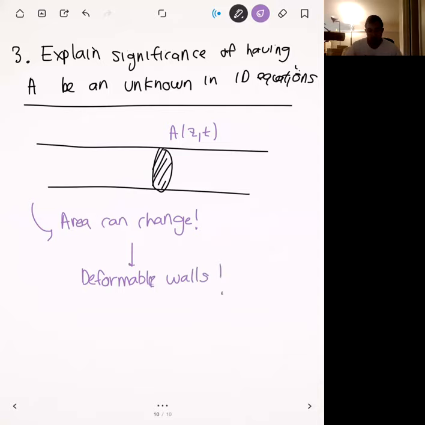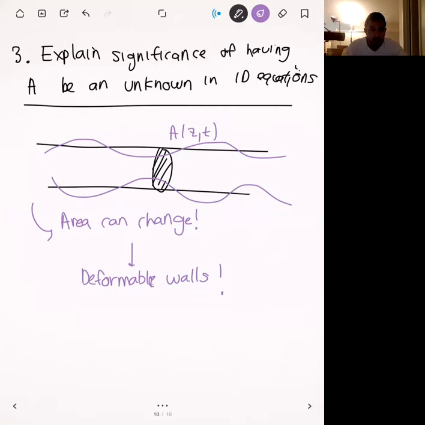And so since our walls are deforming, it might look something like this, and that's of course going to change the local cross-sectional area. This is one of the nicest features of the 1D equations that's really difficult to get in the other parts: we are able to model deformable walls, which is a key feature for blood flow. So this is a really nice thing that we have here for the 1D equations.